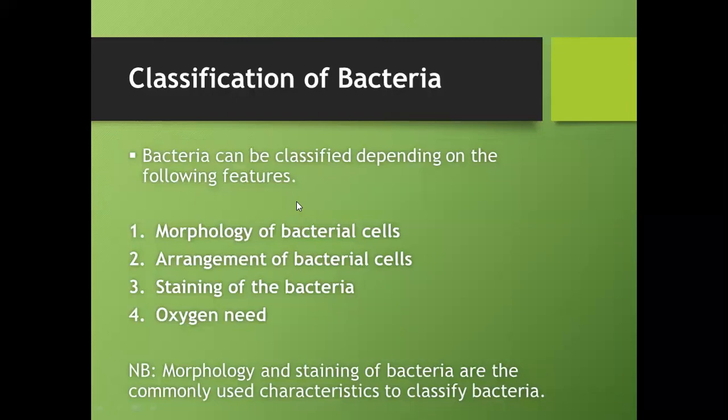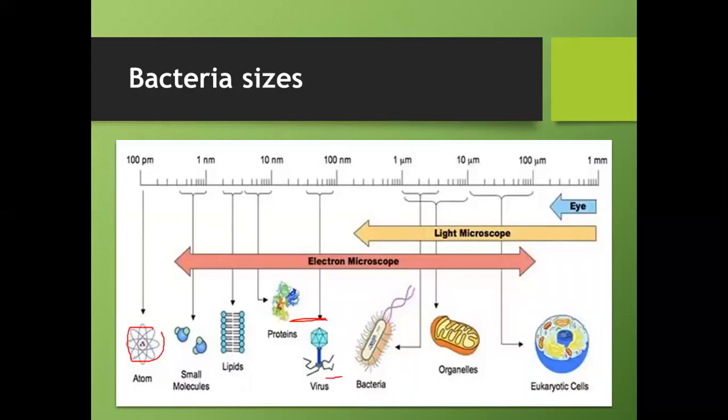With regards to size, nothing much, just know that most bacteria we need a microscope to see, and by the way, they are bigger than viruses. That's why bacteria were the first microorganisms to be discovered compared to viruses, because the light microscope was the first to be discovered. So they first viewed the bacteria and thought they had seen all the microorganisms. Now, with the advent of the electron microscope, they were able to see viruses.